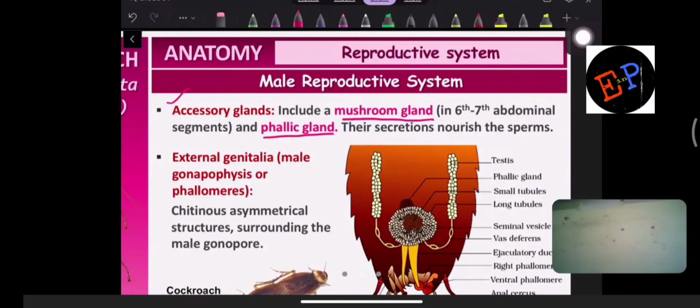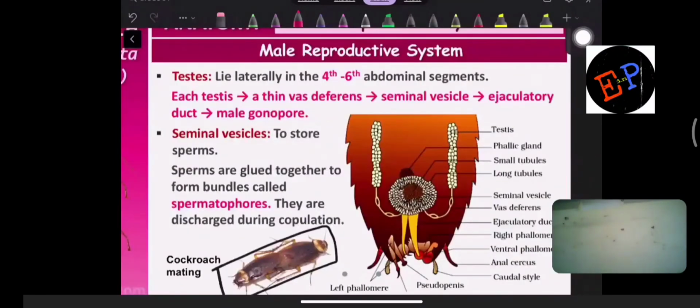They are responsible for producing the capsule of the sperms and they are also responsible for nourishing the sperms. Nourishing means what? Keeping the sperms alive. That is called nourishment. Even in the human body, when sperms are released, they can live up to 72 hours. Do you know this? Are you able to understand? So similarly in the male reproductive system, for keeping the sperms alive, these accessory glands, that is the mushroom gland and phallic gland, are both responsible. Similarly seminal vesicles are also responsible. Seminal vesicles also we have studied. They are also responsible for maintaining the sperms.